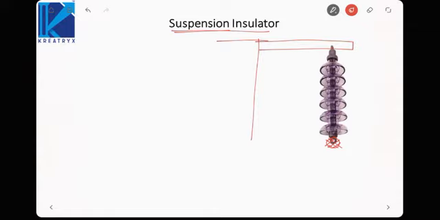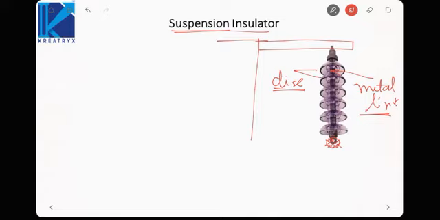line. Now if you see, it consists of various structures which are connected by metal link. This is your metal link. And the structures which are connected by metal links are called as disc. So there are multiple insulator discs. Each of them is connected to each other by a metal link. This is called as suspension type of insulator.